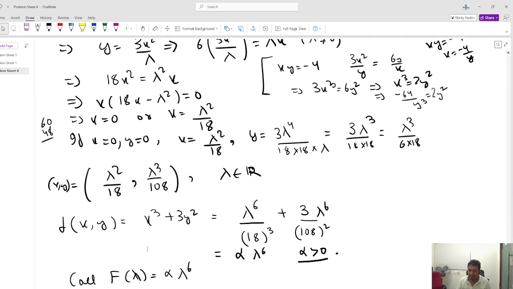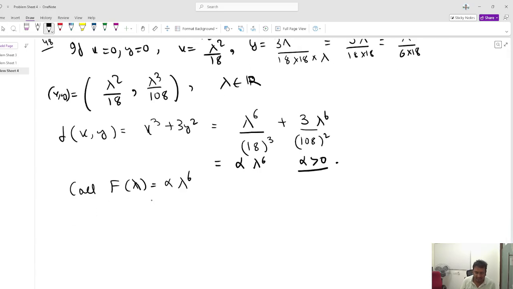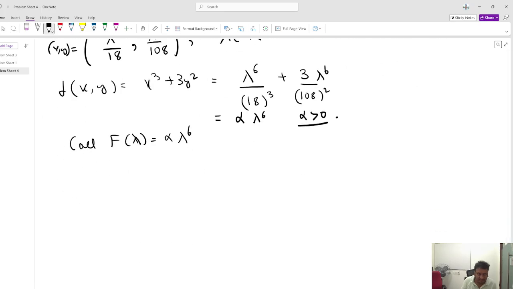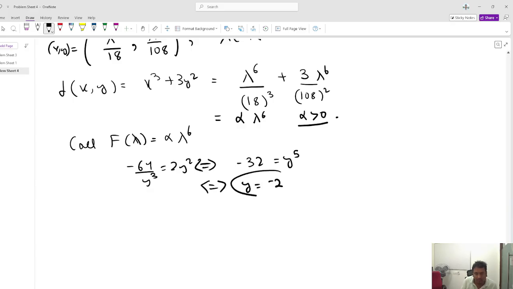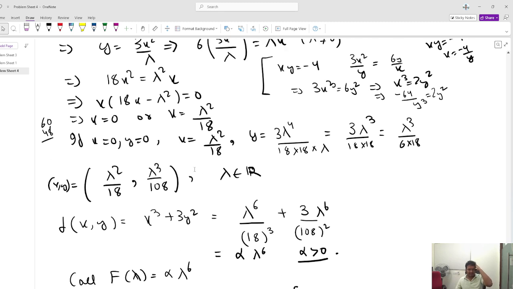I'm changing everything in terms of y. So what you get from here is minus 64 by y cube equals 2y square. So this implies 32, right? Minus 32 equal to y to the power 5. So this implies y is equal to minus 2. Well, this is also a point, right? This we haven't exploited, right?